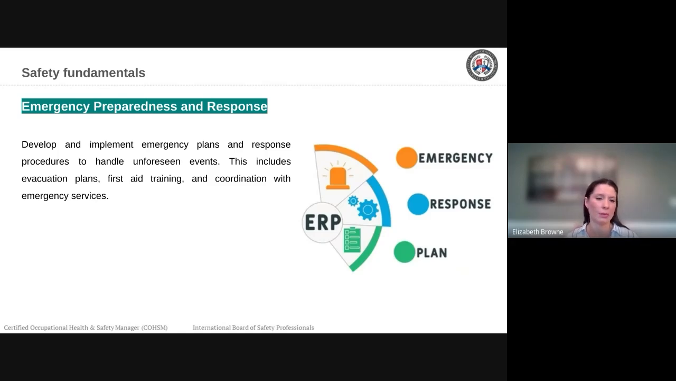Another key element of safety fundamentals is emergency preparedness and response. So looking at emergency plans and response procedures to handle unforeseen events.